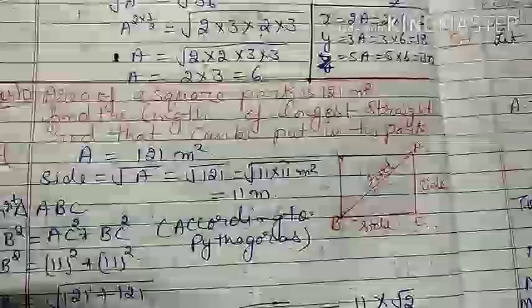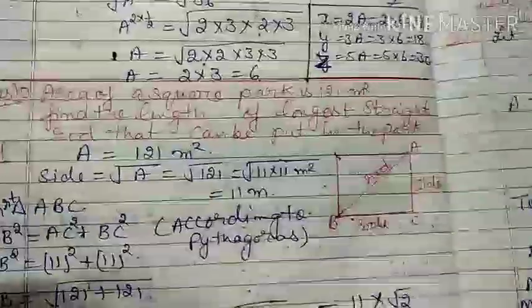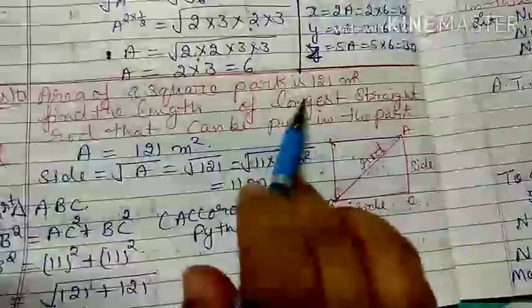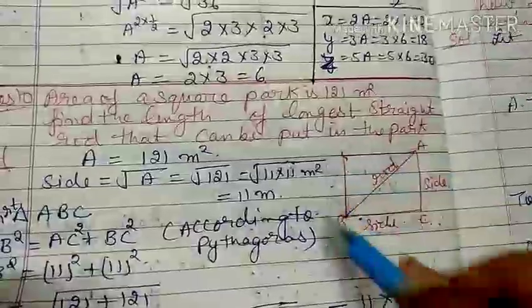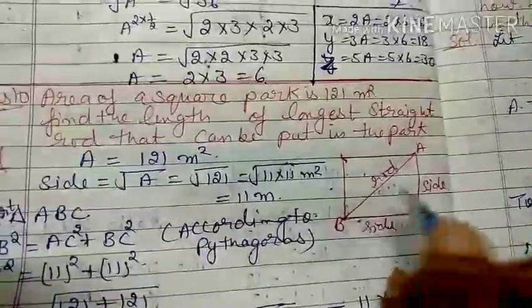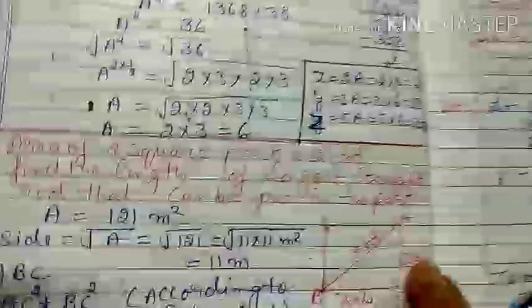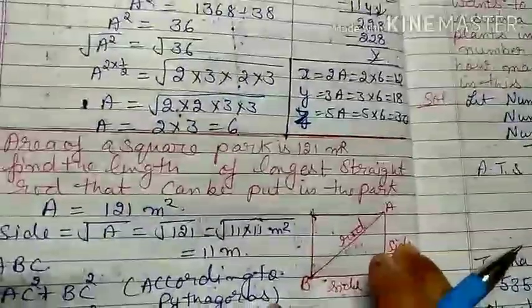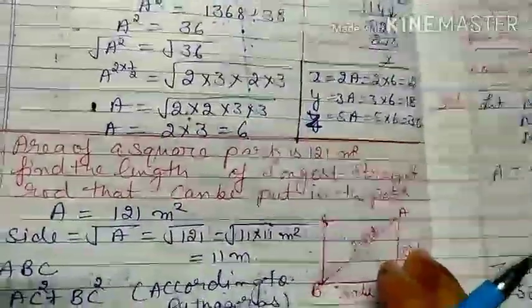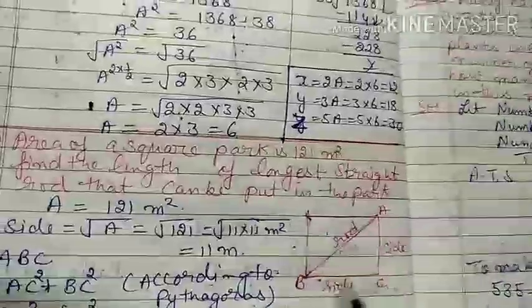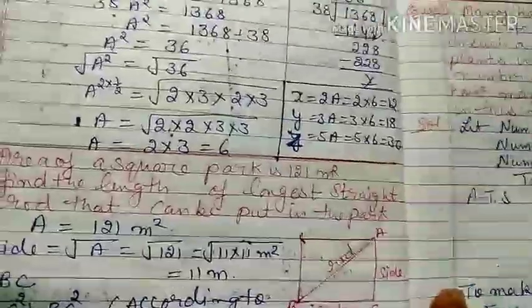Now your 10th question is the same as your 3.2 exercise, only with a slight change in the statement. Here, the area of a square park is given. This is a square park, the area is given as 121 meter square. Find the length of the longest straight road. Longest straight road means the maximum road it will cover, so that is the diagonal, because the diagonal is always greater than the measurement of the side.